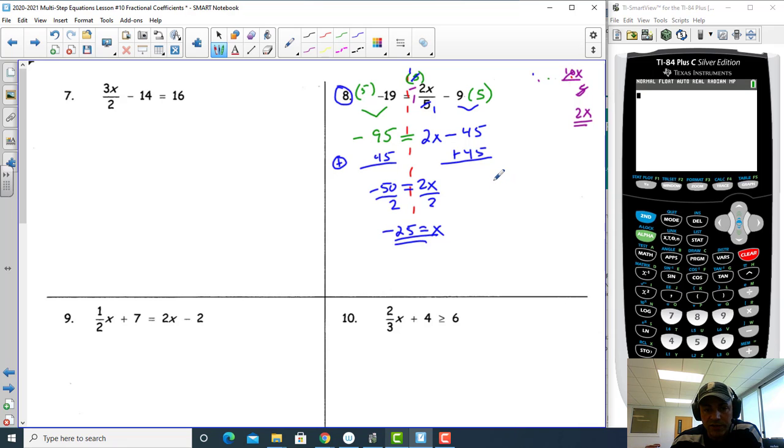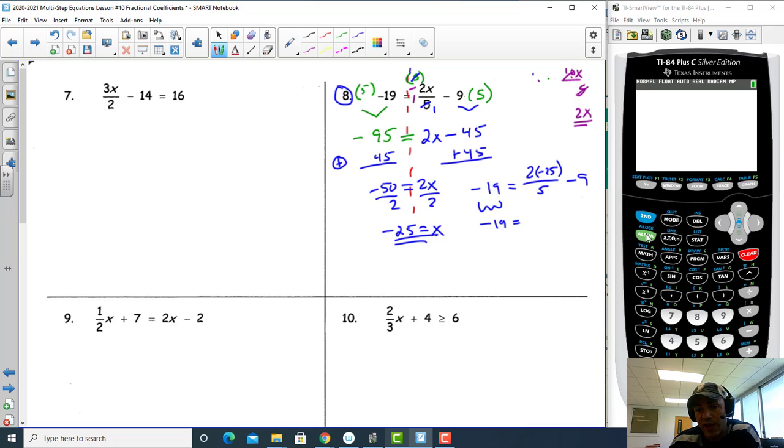If we were to check our work, ladies and gentlemen, I would simply substitute negative 25 in place of x, divided by 5, and subtract 9. The expression on the left is just negative 19. That's easy. And the expression on the right, I may choose to use my calculator to evaluate.